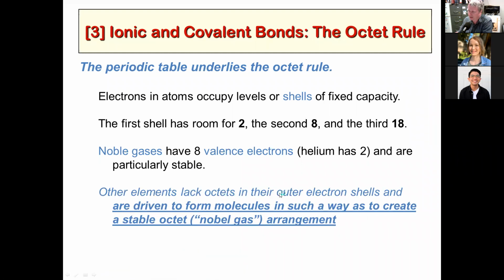Other elements lack octets in the outer shell, and are driven to form molecules in such a way as to create a stable octet. Okay, so atoms like carbon again, or nitrogen or oxygen, will try to achieve this noble gas configuration and have 8 electrons around them.